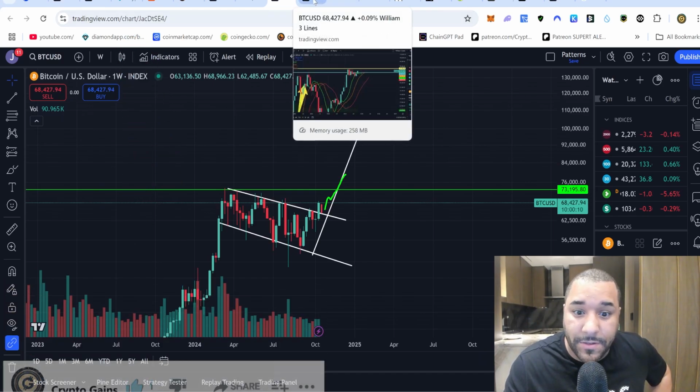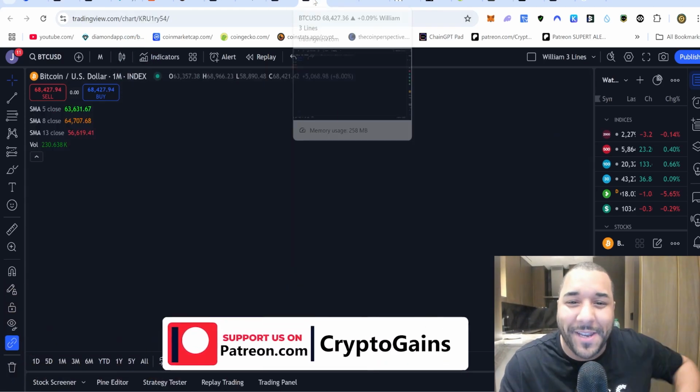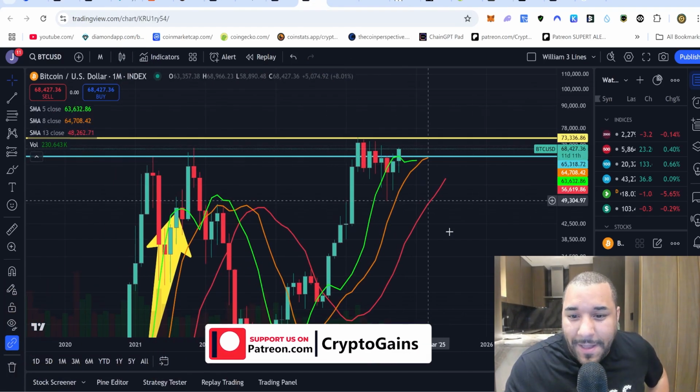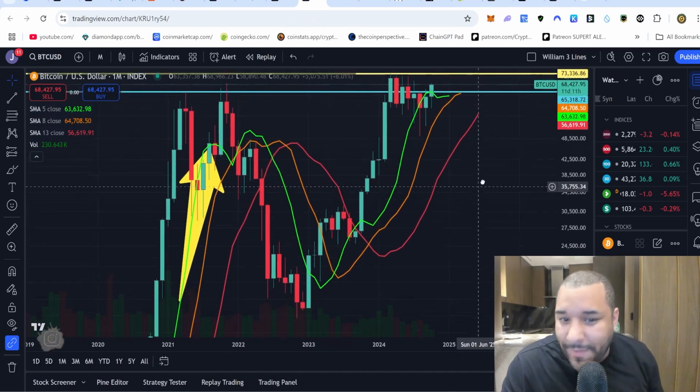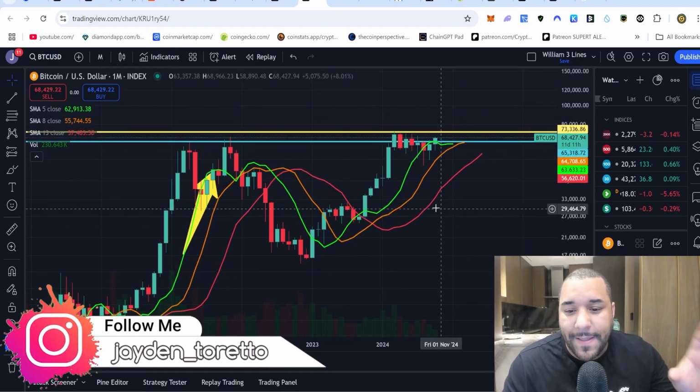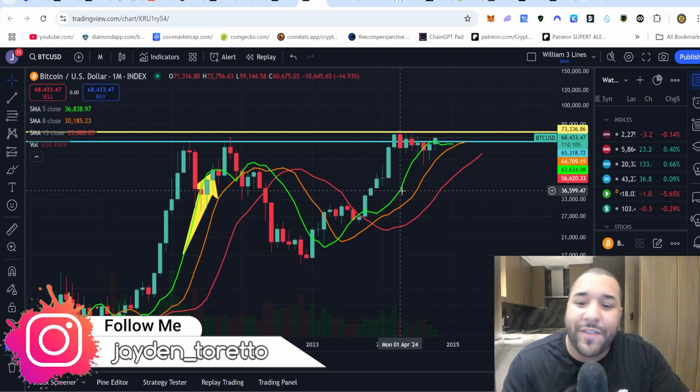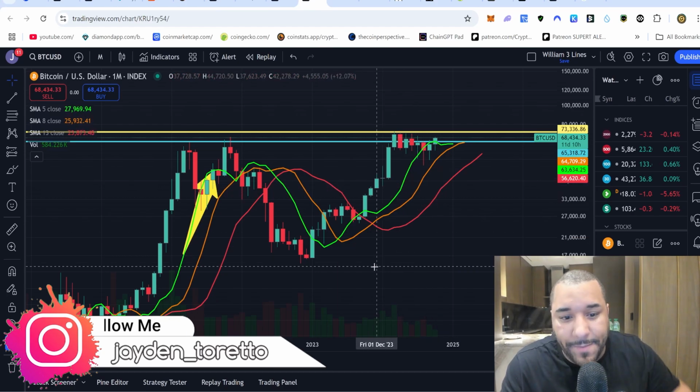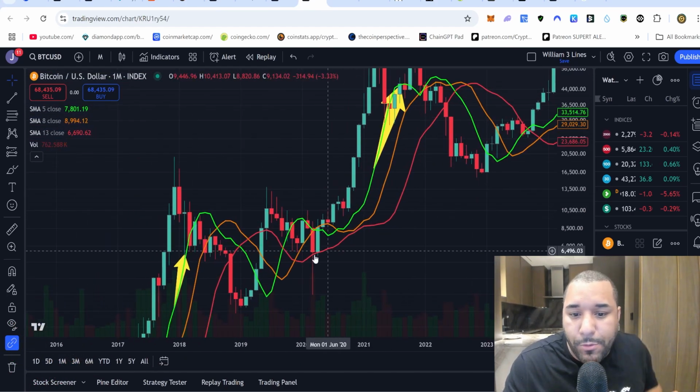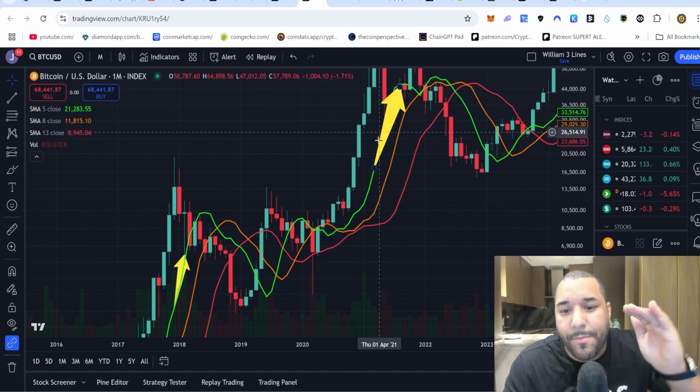But yeah, that does look good for Bitcoin. Take a look at this, the Williams 3 lines. So just very clean and simple. We've got 3 lines. They're usually all blue, but I changed it to the traffic lights, green, amber, and red.